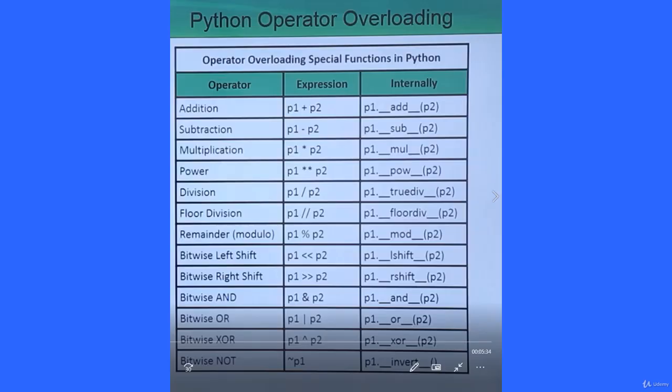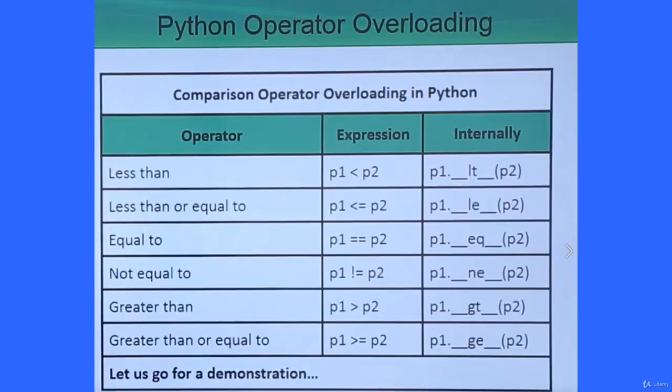Here we have the list. You can easily check that we have given the operators, then the expression, and internally which overloaded method is getting called. That has been listed in this table in the third column. Previously we had these operator overloading special functions in Python.